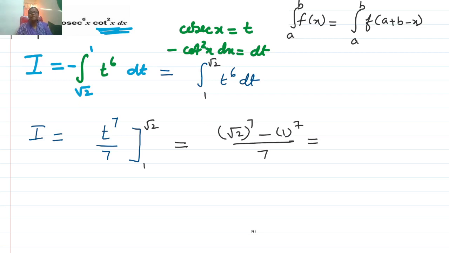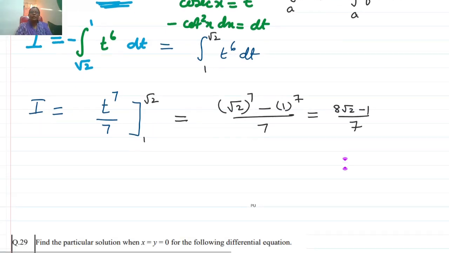Root 2 to the index 6 is 2 to the index 3. 2 to the index 3 is 8. It is 8 root 2 minus 1 on 6. Leave the expression in this form. Do not go for further simplification. That's the answer that you find.